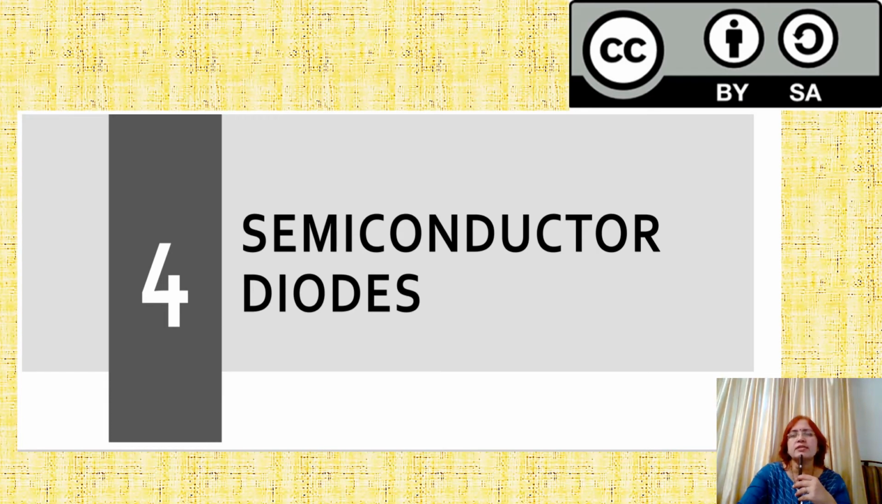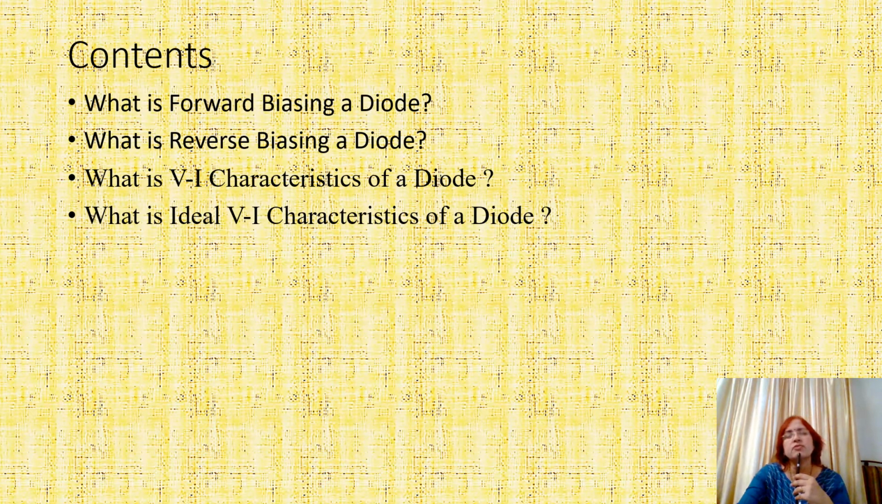Namaskar. We are studying semiconductor diodes. The topics we are going to see are what is forward biasing a diode, what is reverse biasing a diode, what is VI characteristics of a diode, and what is ideal VI characteristic of a diode.